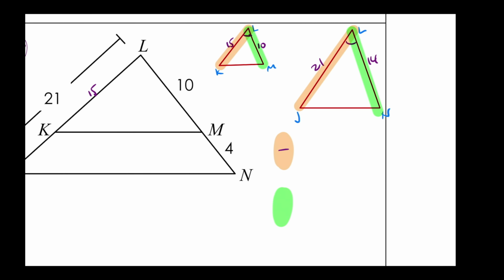So the ratio from the orange. Now, you have to decide small to large, large to small. Well, this is the small triangle. This is the large triangle. I'm going to do small over large. Okay, that's just my choice. You get to choose if you want to do small over large or large over small. I'm going to do small over large. And small for the orange is 15, and large for the orange is 21.